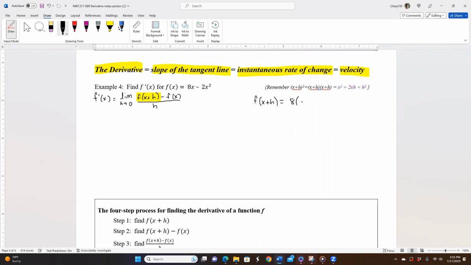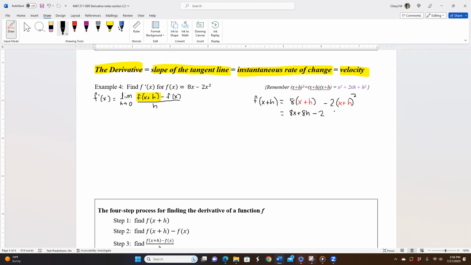So if I wrote this equation, 8x minus 2x squared, I just put parentheses where that x is supposed to be, right? But instead of just having an x in there, we're going to substitute in an x plus h. So it really looks like this. We substitute that x plus h in where there was an x. Then we clean this up. So 8 times x plus h is 8x plus 8h using the distributive property.